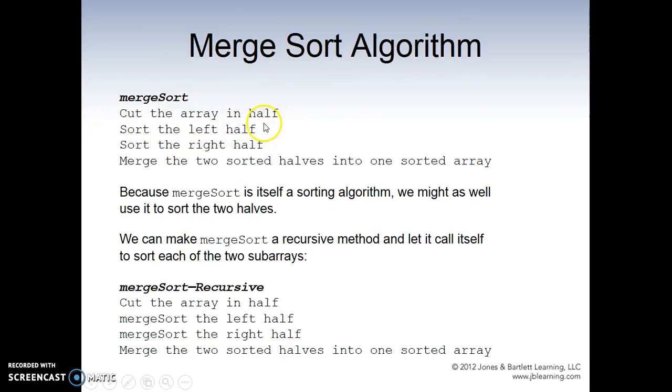Cut the array in half, that's the algorithm, right? Cut in half, sort the left half, and sort the right half. But do merge sort again, right? Merge the two sorted halves into one sorted array. So merge sort itself is a sorting algorithm. We might as well use it to sort the two halves, like I said. We can make merge sort a recursive method and let it call itself to sort each of the two subarrays. So we can implement it using recursion: cut the array in half, merge sort the left half, merge sort the right half, and merge the two sorted halves into one sorted array.